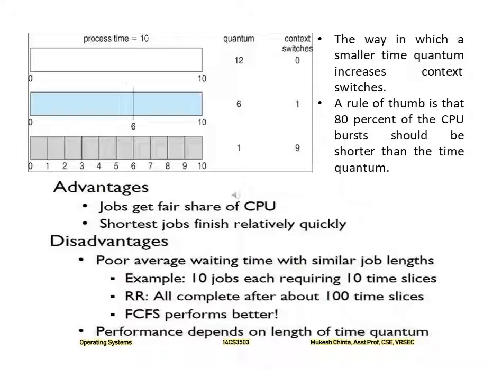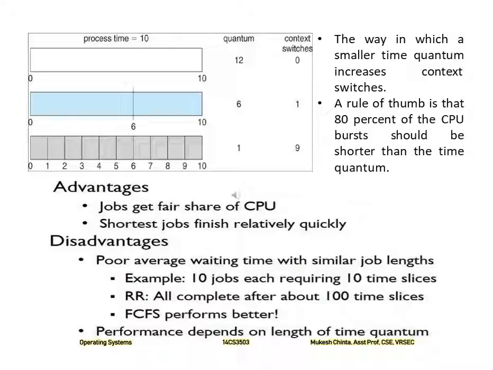(n minus 1) times q time units. A smaller time quantum increases the context switches. A rule of thumb is that 80% of the CPU bursts should be shorter than the time quantum. Advantages: the first is that jobs get a fair share of the CPU. Second, shortest jobs finish relatively quickly.